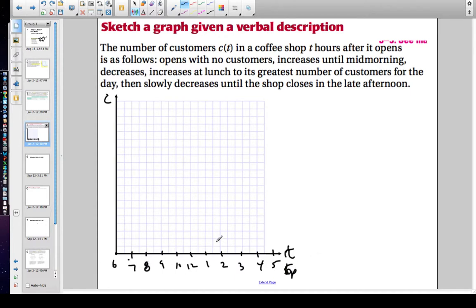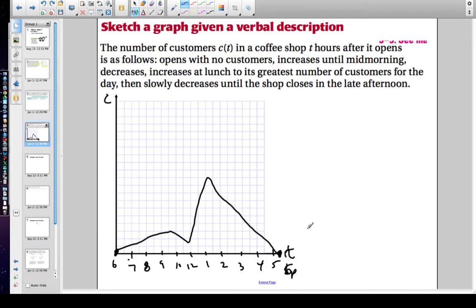Okay, so if we wanted to sketch the idea of this, at 6 we start with 0 customers, and in the late afternoon, let's say it's 5:30, so halfway between 5 and 6, that's where we close. We'll be back to 0 customers. And what happens is it opens with no customers and it increases until mid-morning. Let's say that's about 10. And then it decreases. And it increases at lunch to its greatest number of customers. So maybe up here by 1 we've peaked. And then it slowly decreases until the shop closes in the late afternoon.